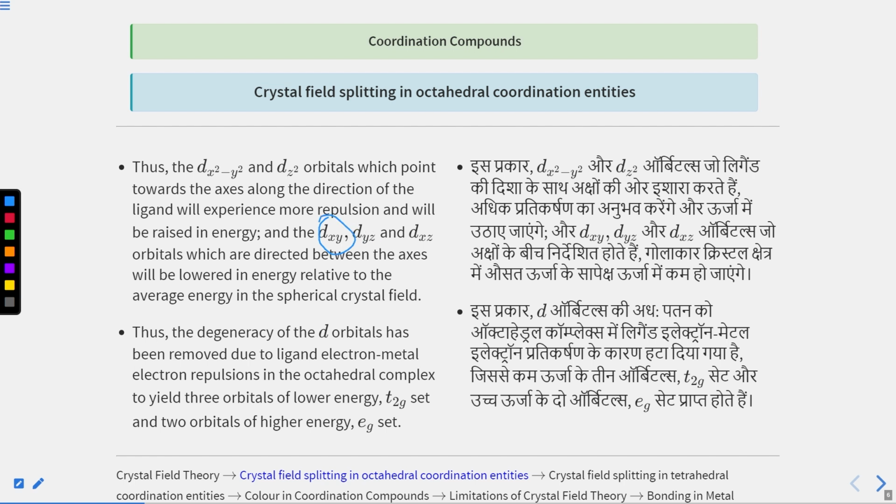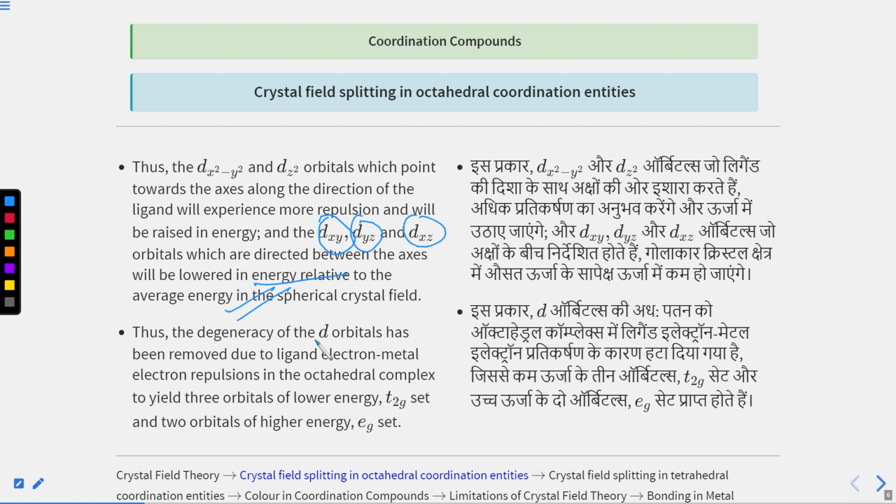Whereas the dxy, dyz, and dxz, since they are between the axis, they will be lowered in energy relative to the average energy of the spherical field. So initially, they all had the same energy in the spherical field. Now, when the ligands approach closer and closer, and since in the octahedral case the ligands approach through the axis, the dx square minus y square and dz square, which are already along the axis, will suffer more repulsion, so they will be higher in energy. Whereas the ones which are lower in energy are the ones between the axis.